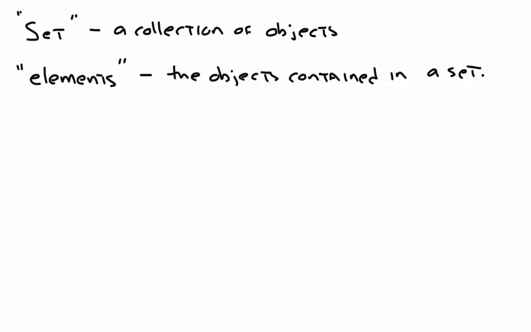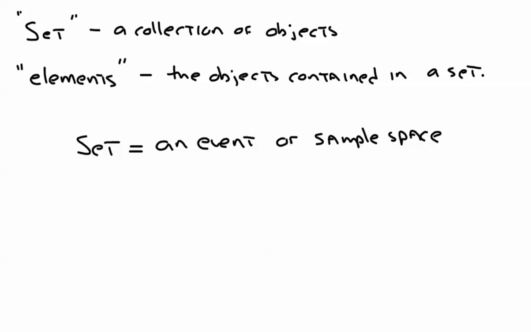So, for us, thinking back to this course in probability and our prior discussions on chance experiments and such, a set for us is equivalent to an event, or even a sample space. And an element equals what I have previously referred to as an outcome.